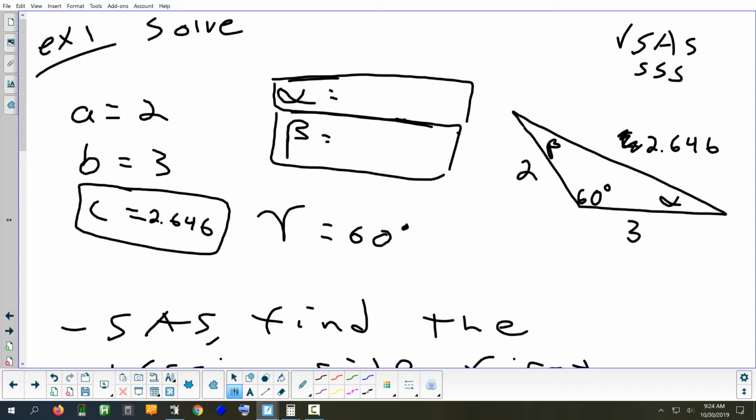So side angle side is what we started with. So it's still side angle side. Next, side, side, angle. For these two, you use law of cosines. This one is law of sines. So technically, if I'm careful, I could finish this problem with law of sines.